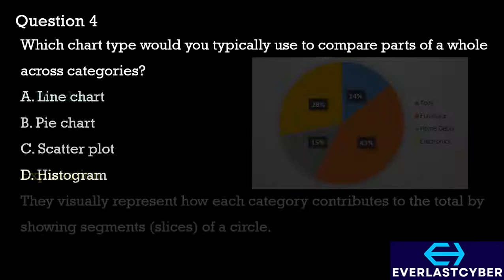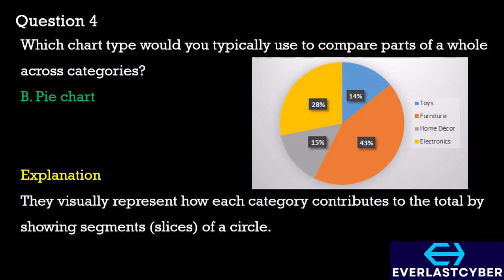So the best answer here is option B, the pie chart. Each slice represents a proportion of the whole, and it makes it ideal for comparing relative sizes of a category.